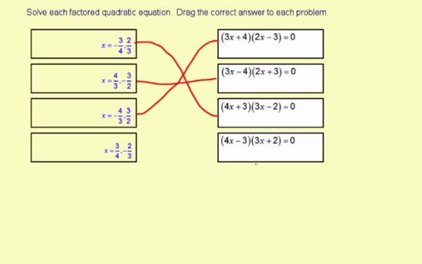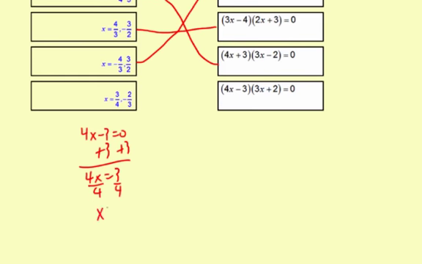So then you're going to go ahead and do this process one more time. You're going to have 4x minus 3 equals 0. So add 3 to both sides. 4x equals 3, divide by 4. X equals 3/4. That's one answer.